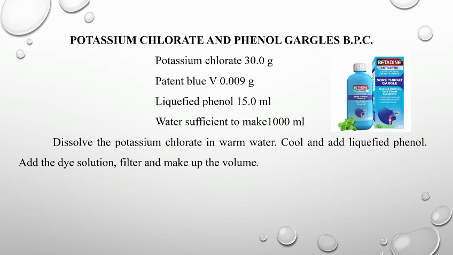Here we are going to see the potassium chloride and phenol gargle as an example. We are going to see the preparation of this gargle based on the British Pharmacopoeia. For the preparation, we have to take potassium chloride, patent blue dye, liquefied phenol and water to make 1000 ml. First of all, we have to dissolve the potassium chloride in warm water and cool, then add the liquefied phenol to it. And lastly, we have to add the dye solution of patent blue, then filter the solution and make up the volume with water to 1000 ml.